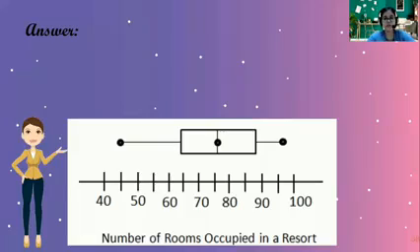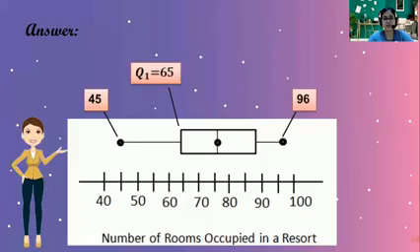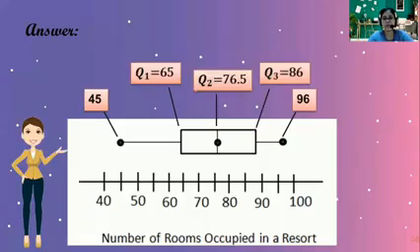Next, we are going to label them according to their values. So this is 45. This is 96. The first quartile is 65. The second quartile is 76.5. The third quartile is 86. So this is the complete form or structure of our box plot.